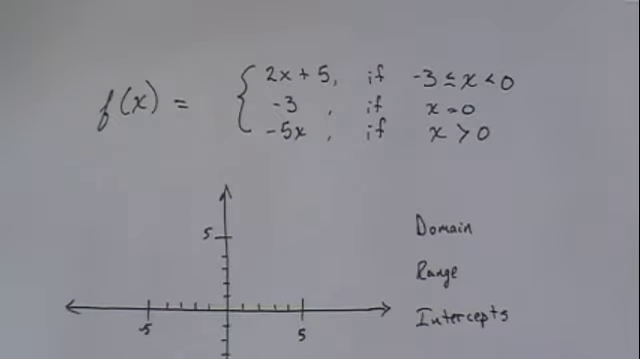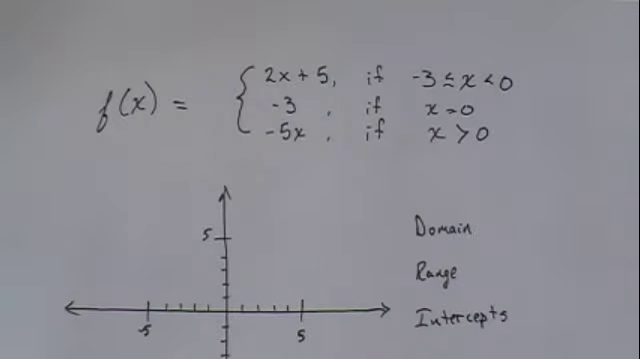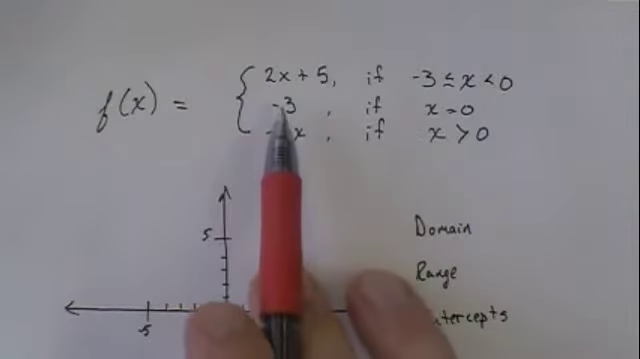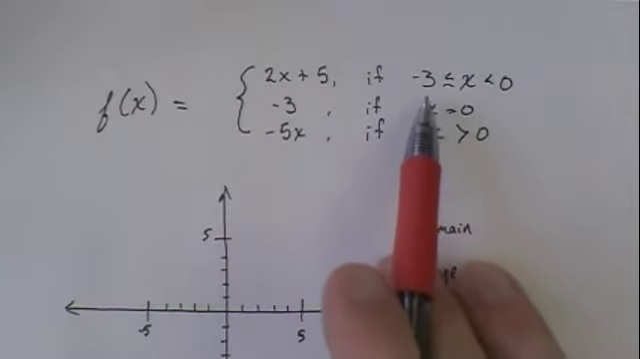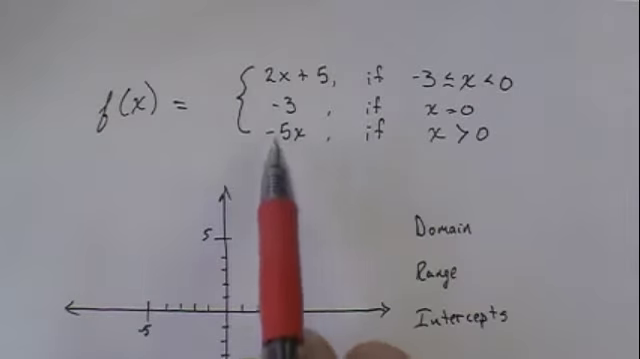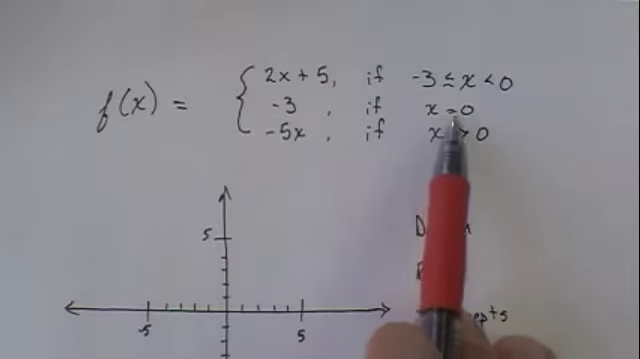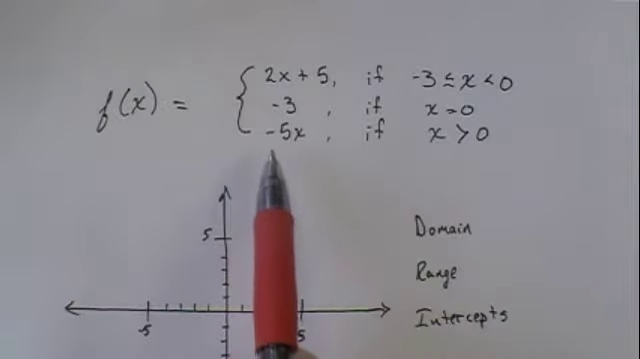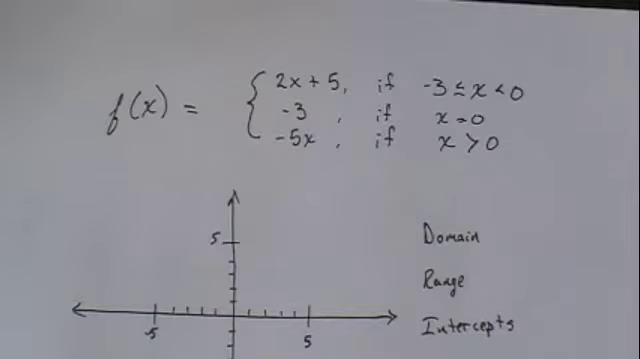Here's an example of a piecewise function. Here we have f of x is equal to 2x plus 5 where x is between -3 and 0, and f of x is equal to -3 if x equals 0, and f of x is equal to -5x if x is greater than 0.